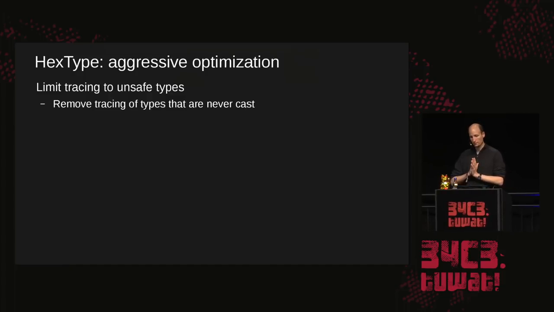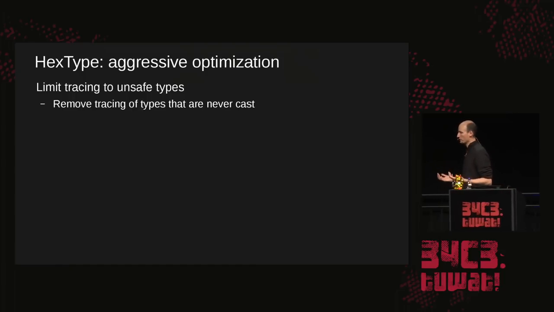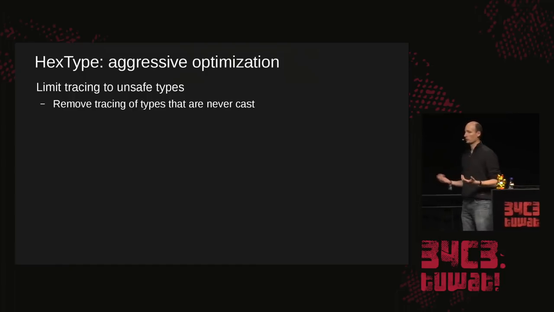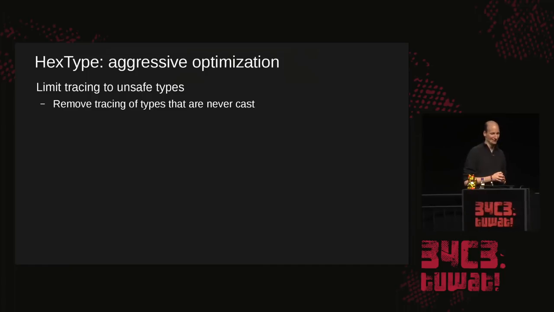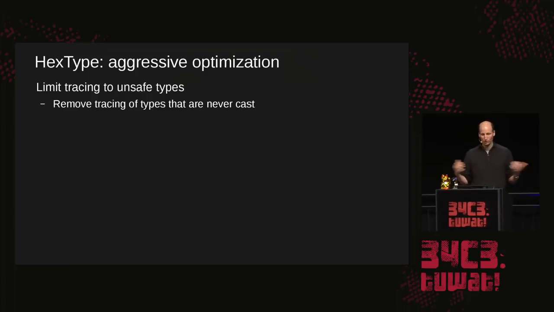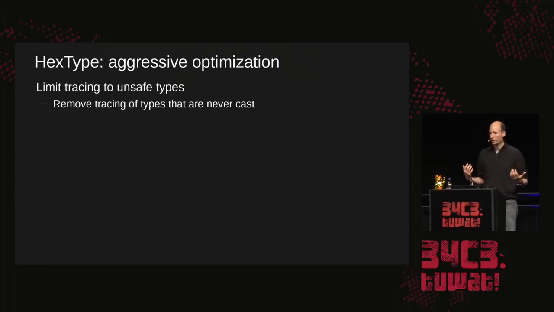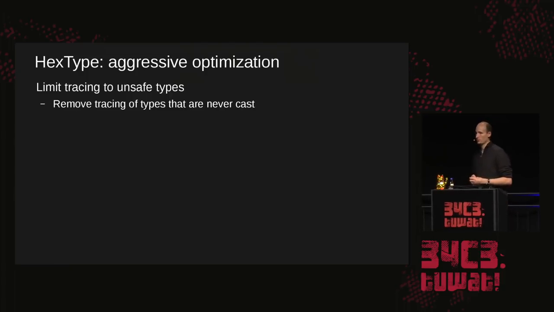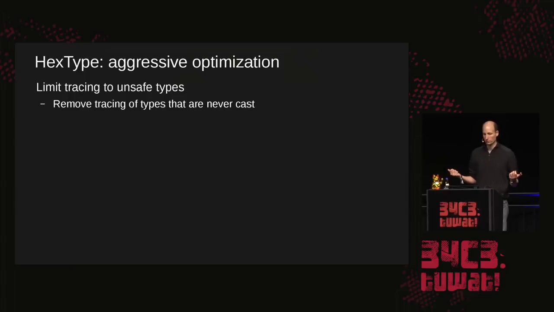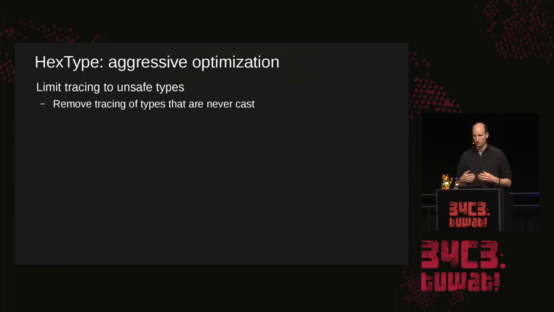Now, the problem is, as soon as you enforce full type checks for every single cast, you run into impressive overhead. Right? So our main task was to reduce the overhead to make it more useful. On one hand, we limit tracing to unsafe objects. If an object is only used in a safe context, so for example, if it is never being used for casting, we don't need to instrument it.